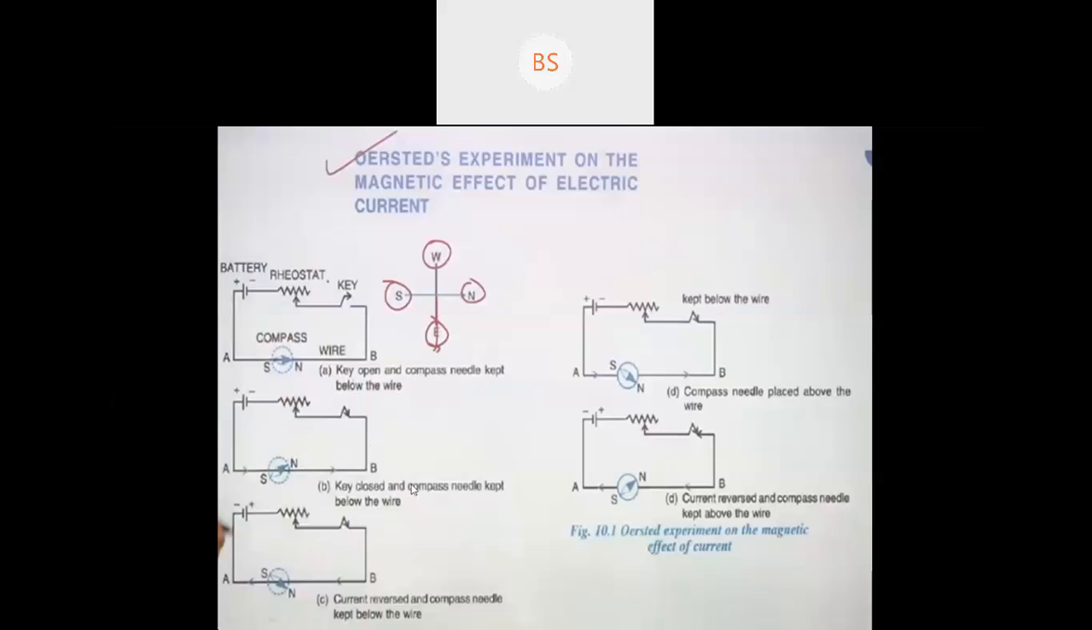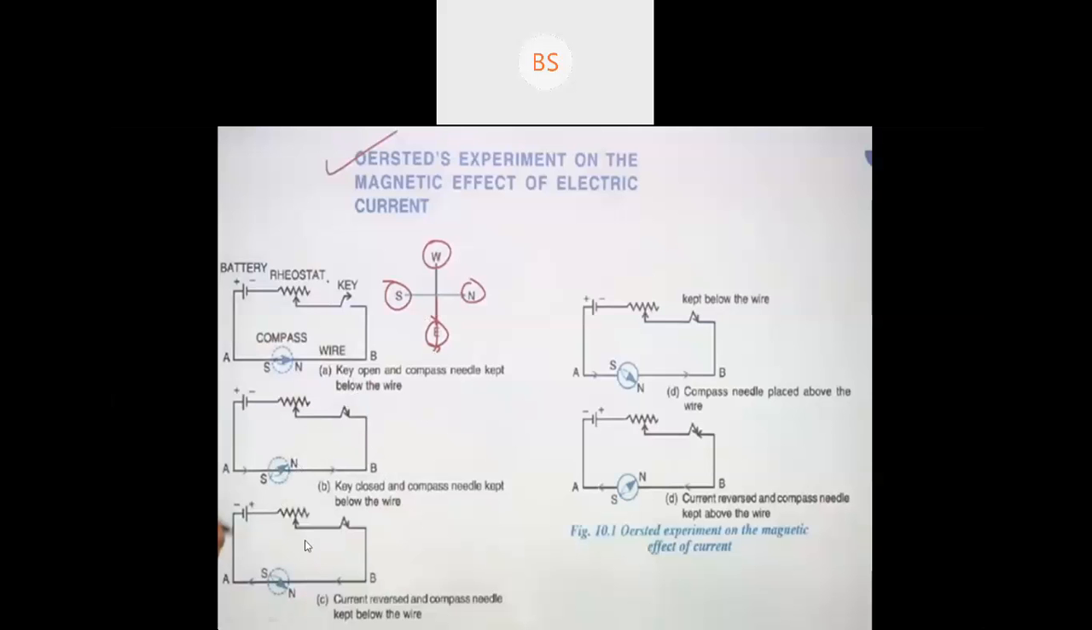So clear about the second observation? In the second observation, the key is closed, the current is flowing in the circuit, and the observation is that the north pole deflected towards the west.